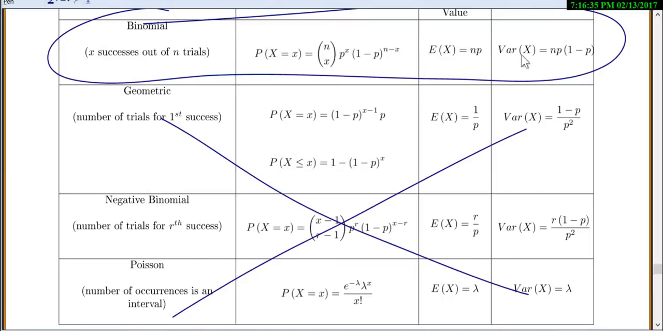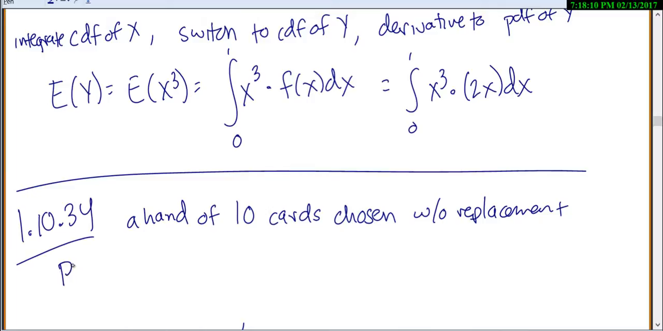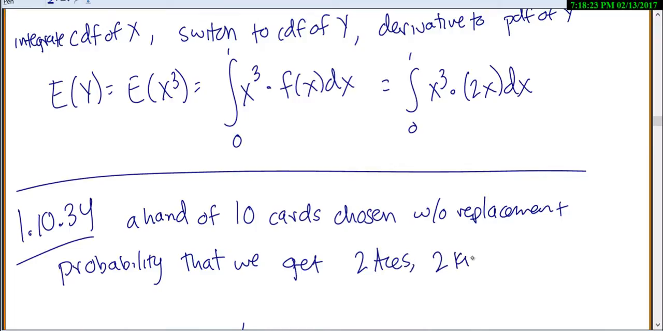If you're doing the review, and you come across a problem that says use geometric or negative binomial, ignore it. Here's one: 10 cards, chosen without replacement, and we want, what is the probability that we get 2 aces, 2 kings, 3 queens, and 3 jacks.